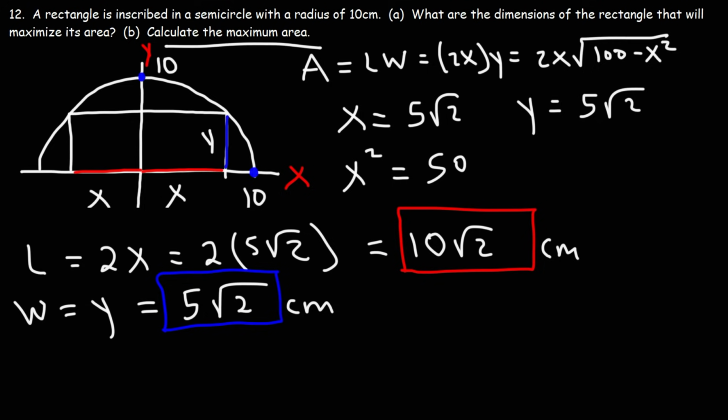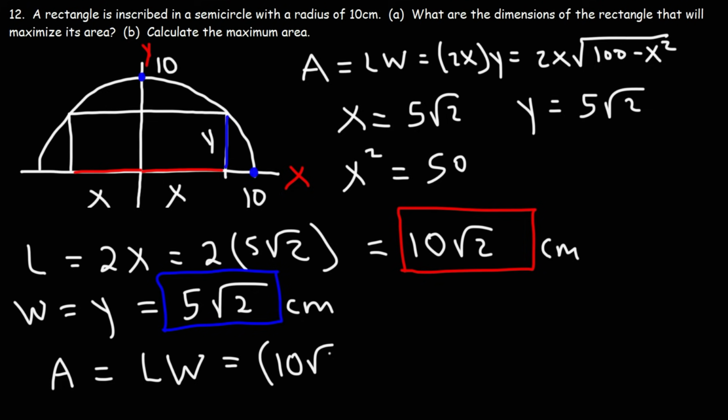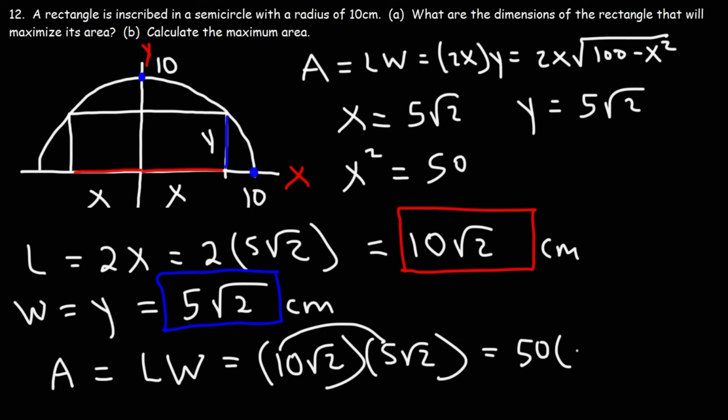Now part B, calculate the maximum area. Now that we know the dimensions of the rectangle, we can calculate the maximum area that we can form when the rectangle is inscribed in a semicircle with a radius of 10 centimeters. So the area is simply going to be the length of the rectangle times its width. The length is 10 square root 2. The width is 5 square root 2. Now 10 times 5 is 50. And the square root of 2 times the square root of 2 is the square root of 4, which is 2. So it's 50 times 2, which is 100.